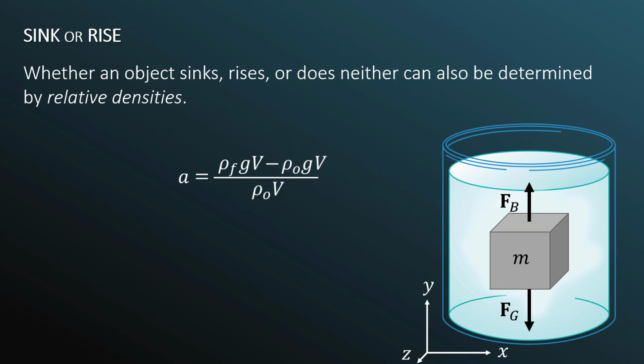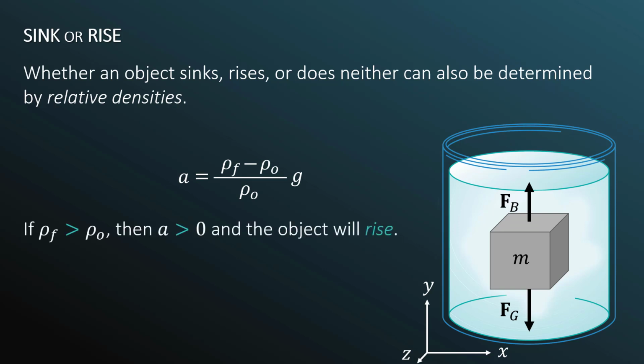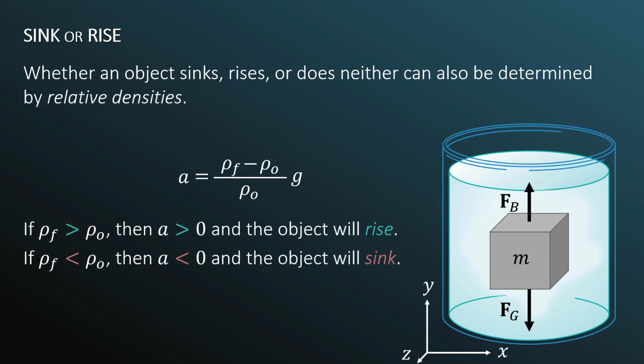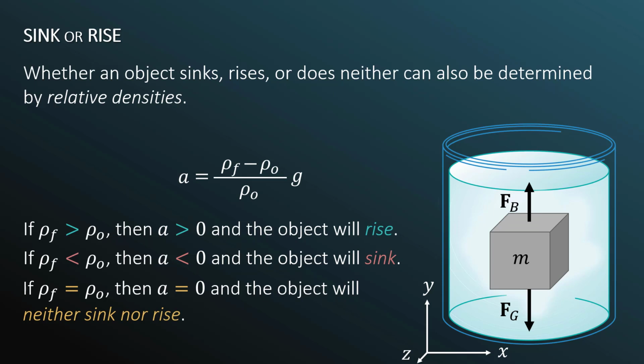We can substitute that in, and pull out our common terms, and we see that volume is now common between the numerator and the denominator. We can cancel that out, and it simply leaves us with, in the numerator, a difference in density. This tells us if the density of the fluid is greater than the density of the object, then the acceleration will be positive, which is upward based on our convention, and the object will rise. If the density of the fluid is less than the density of the object, then the acceleration will be negative, which is downward in this case, and the object will sink. If the densities are equal, then the acceleration is 0, and the object will neither sink nor rise.